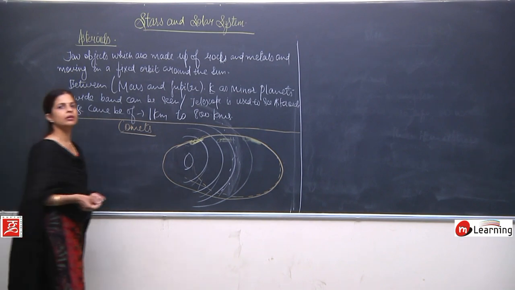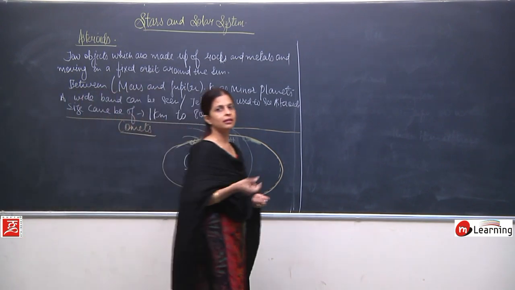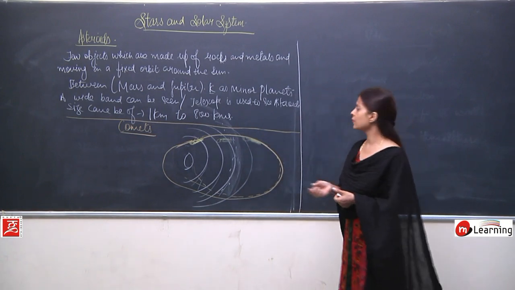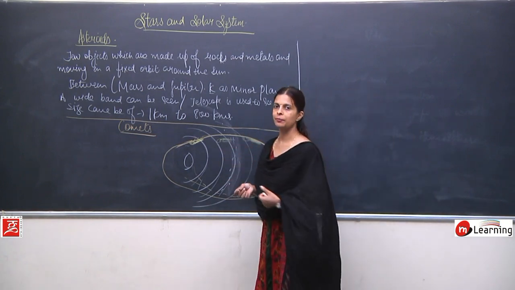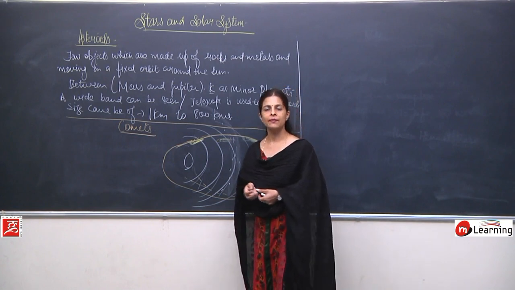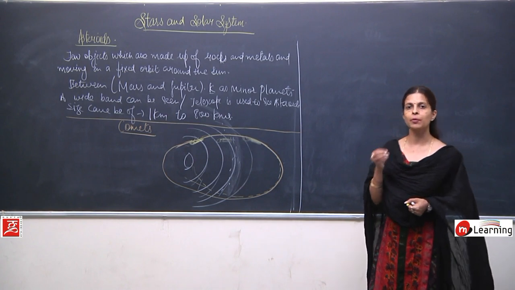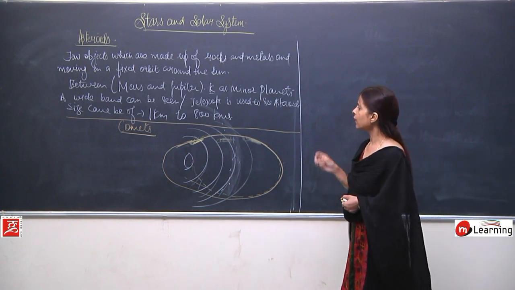So the tail becomes brighter and shines when it passes near the sun. Halley's comet is one comet which is very, very common. We all know this name. It is on the tip of our tongue.